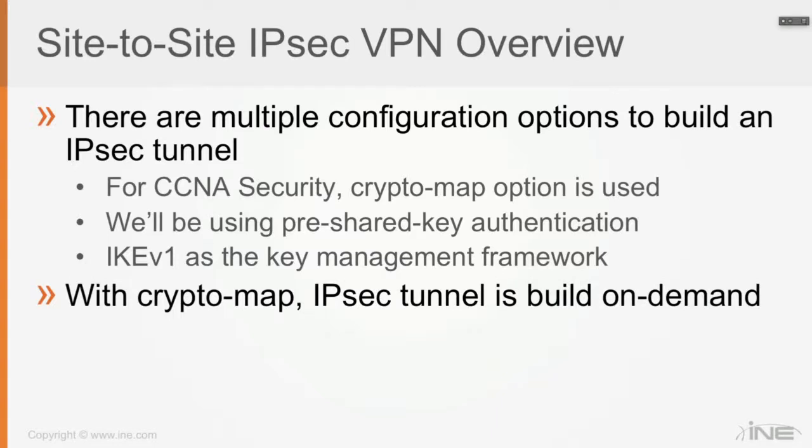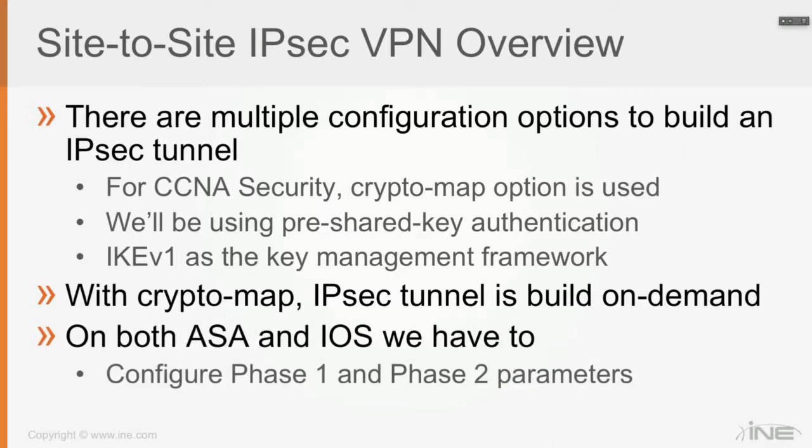Now, with CryptoMap configuration, the IPsec tunnel is built on demand. With other IPsec VPN configuration options, the IPsec tunnel is self-triggered, but with CryptoMap it is going to be built on demand only, as the VPN gateways detect that they have to send traffic to the IPsec tunnel, and at that point, they're going to fire up the negotiation of the IPsec tunnel to begin with. And of course, on both ASA and IOS, you have to configure phase 1 and phase 2 parameters, and then of course send traffic to the IPsec tunnel.